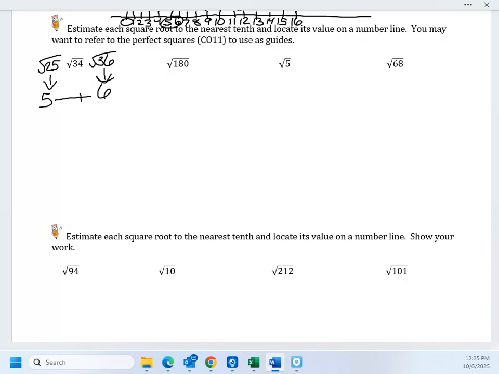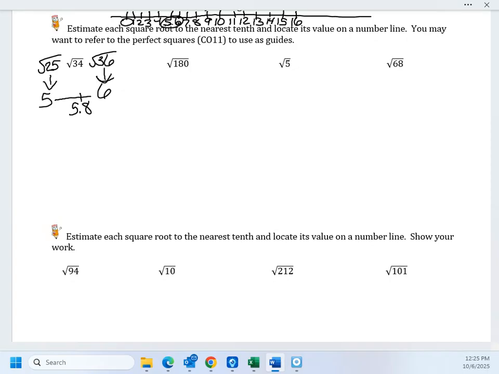5.8. That is a great guess. We know that our whole number has to be the number that comes first. So it has to be 5 point something, because on our number line up here, it's falling in between 5 and 6. 34 is really close to 36, so it's going to be at the upper end of those decimals. So 5.8 would be a great guess.